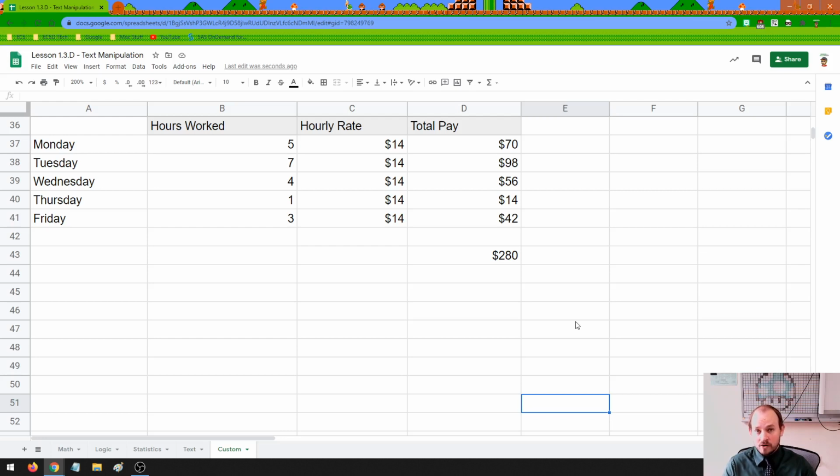And that's the true power of spreadsheets. They allow you to basically grid your numbers and then do whatever type of analysis you would like to do from there. And that's pretty much it for the custom type of formulas that we can write.